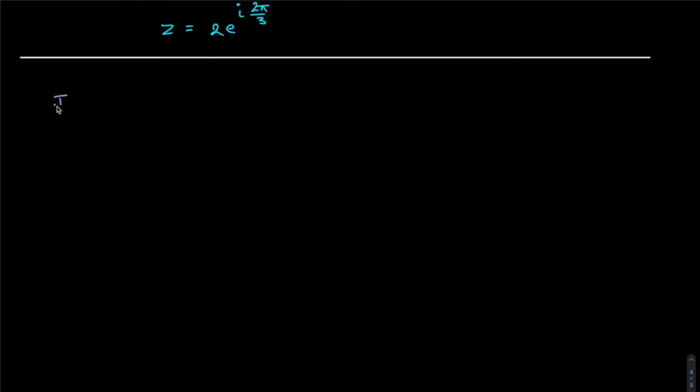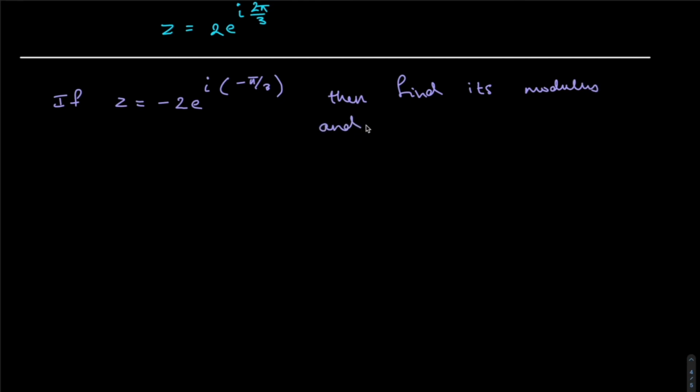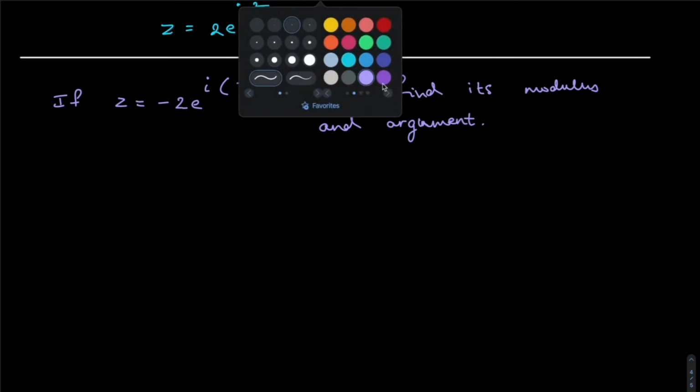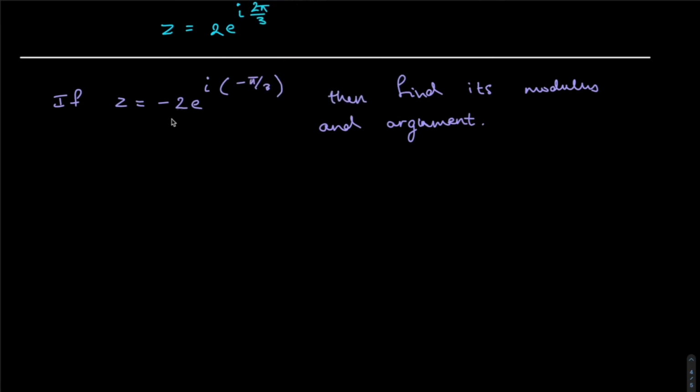It says, if complex number z is minus 2 e raised to the power i minus pi by 3, then find its modulus and argument. That's it. We're being asked to find the modulus and its argument. Now, it's quite simple. All we have to do is just look at this. So this is our modulus.